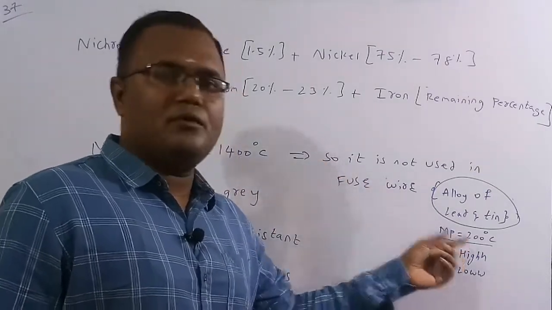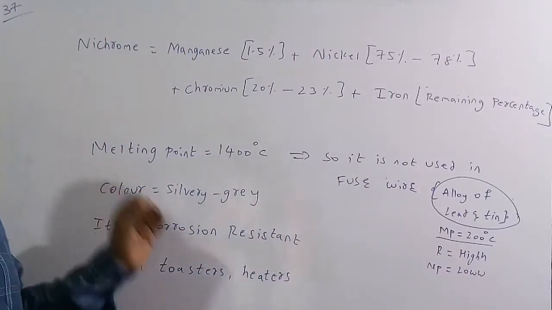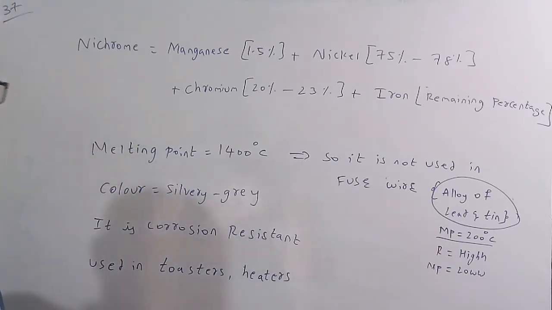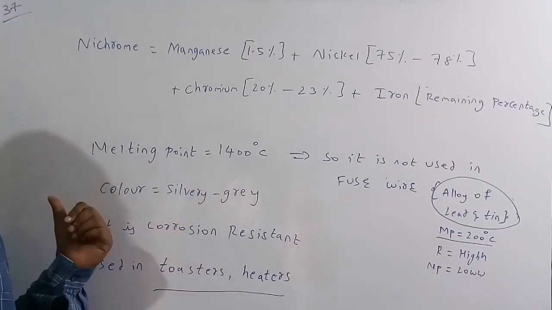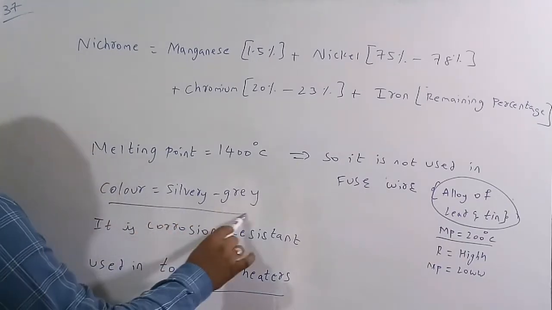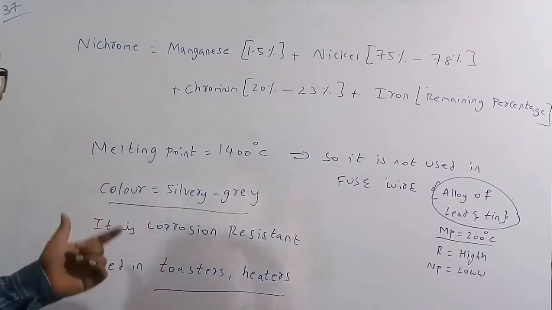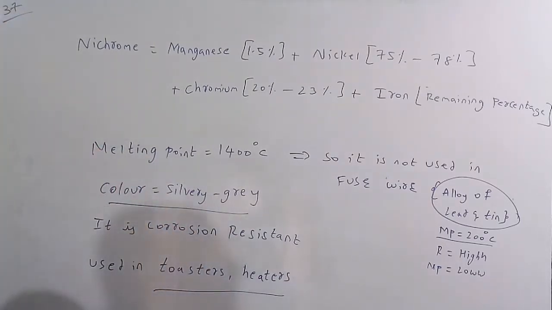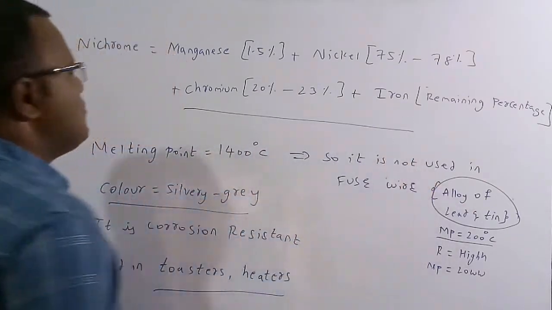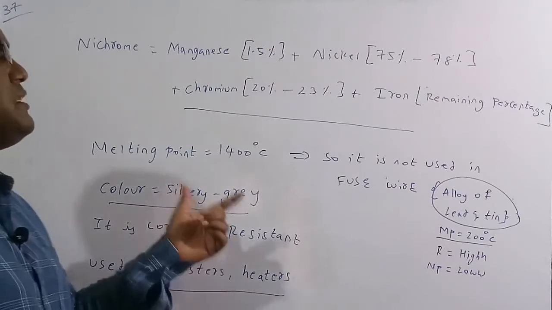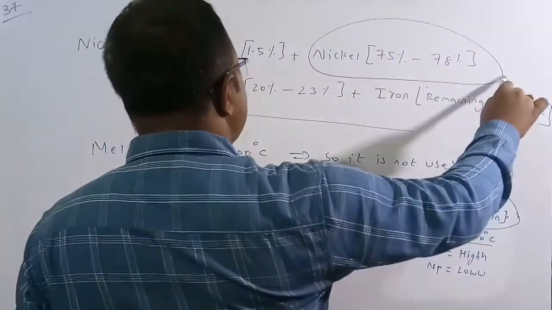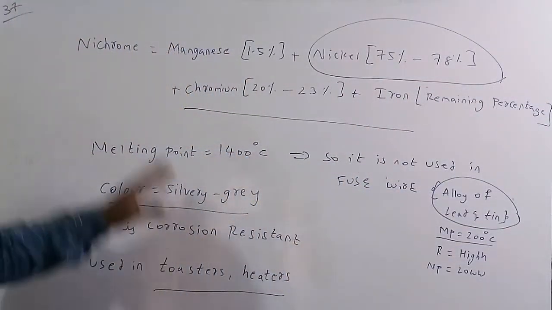The fuse wire has a low melting point, but Nichrome has a very high melting point. Because of that reason Nichrome wire is never used in fuse wire, but it is used in toasters and also in heaters. If you see any toasters and heaters, Nichrome wire is used. Its color is silvery gray, and it is highly resistant to corrosion also. These are some of the important properties of the Nichrome wire. These are the components present in Nichrome wire. You have to remember all these components, even the percentage values. The nickel has the largest percentage, nearly 80% contribution to the Nichrome.